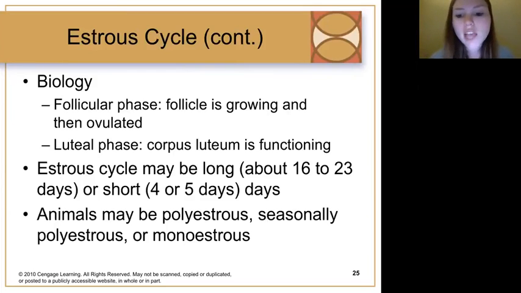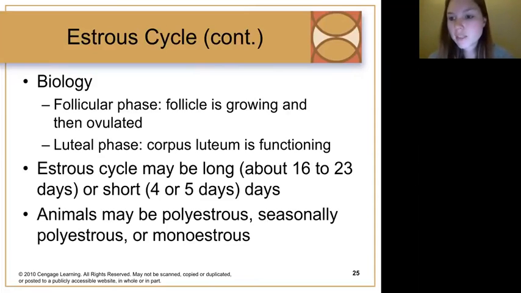So the estrus cycle can be long. It can be 16 to 23 days roughly, or it could be short, as short as 4 or 5 days. It just depends on the species. If you think back to some of those differences that we talked about, you'll see that it does vary with species. And then terms that you should also already be familiar with: animals can be polyestrous, seasonally polyestrous, or monoestrous.